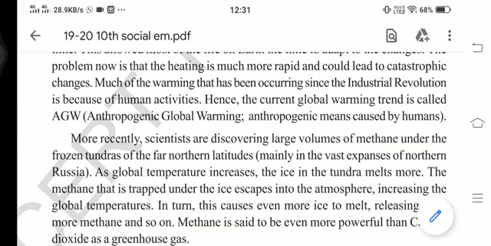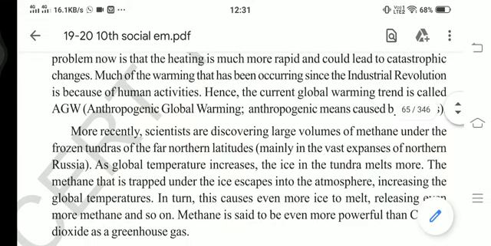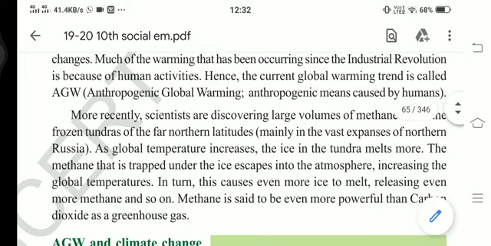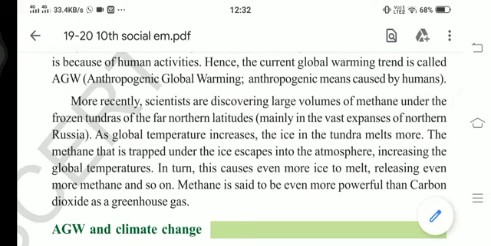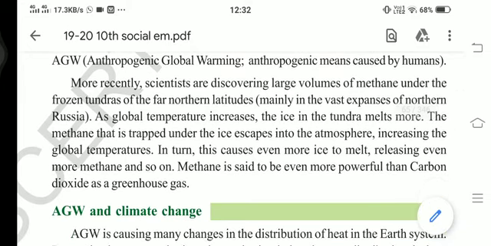Recently, scientists have discovered large volumes of methane under the frozen tundra, that is at a far northern latitude, mainly in the vast expanses of North Russia. North Russia is covered with ice, right? It is a frozen tundra. Under the frozen tundra, there is methane that is more powerful than carbon dioxide, which is a cause of global warming. Carbon dioxide is the reason for global warming, but methane is more powerful than carbon dioxide. So scientists have discovered a large amount of methane under the frozen tundra, right?